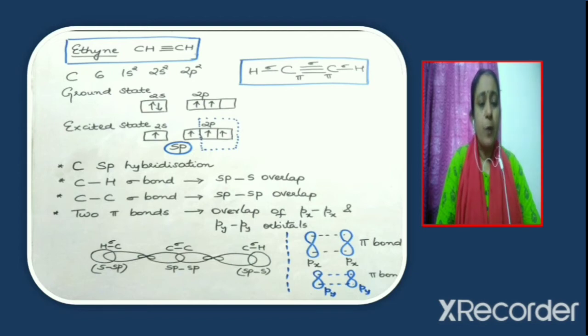The 2 pi bonds are formed by the sideways overlap of the p orbitals available with both the carbon atoms. That is, the px orbital of one carbon atom will overlap with the px orbital of the other carbon atom to form a pi bond, and the py orbital of one carbon will overlap with the py orbital of the other carbon atom to form the second pi bond. So that is how the 2 pi bonds are formed.